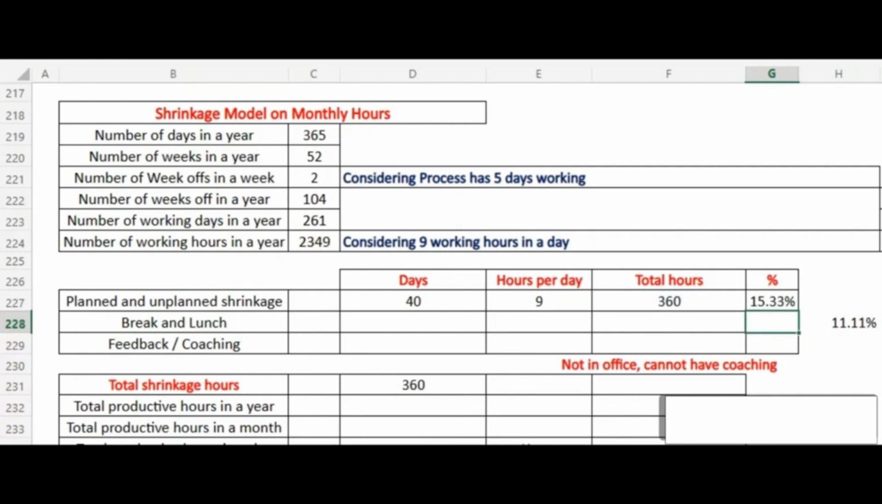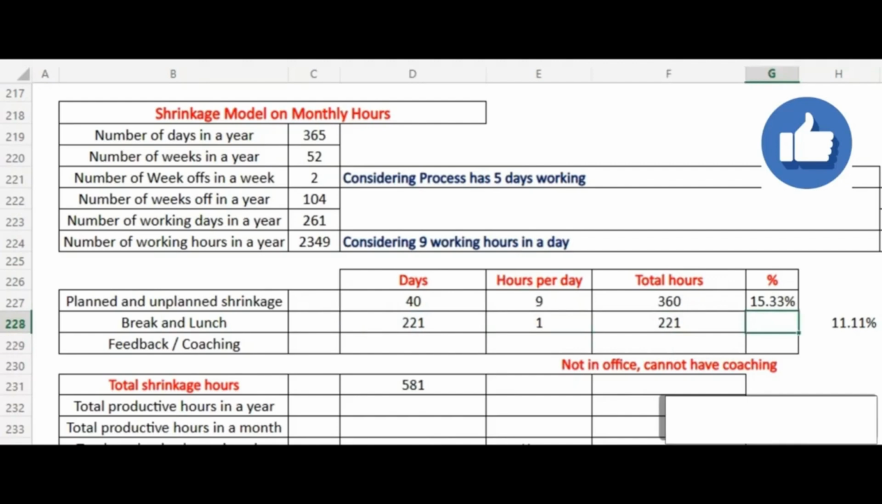Now after that, we have to calculate break and lunch. How can we calculate that? For the total number of days, we have 261 working days minus 40 days in which agents will not be able to take break and lunch because they are out of office. So 221. And for hours per day, we have 1 hour of break or lunch. So the total hours would be 221 multiplied by 1, total hours would be 221.